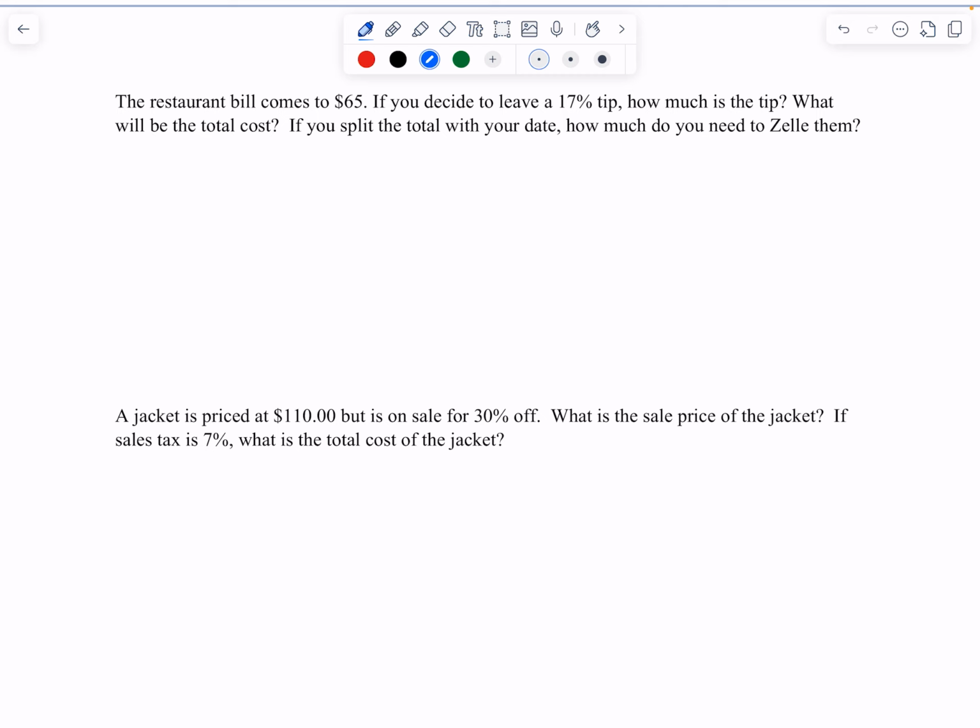Okay, so first thing we got to do is change the 17%, which was the tip, to a decimal. Again, D comes before P in the alphabet, so I have to move 2 places to the left. So 2 places to the left is 0.17, and that's the value I'm going to use. Okay, so let's figure out the tip.